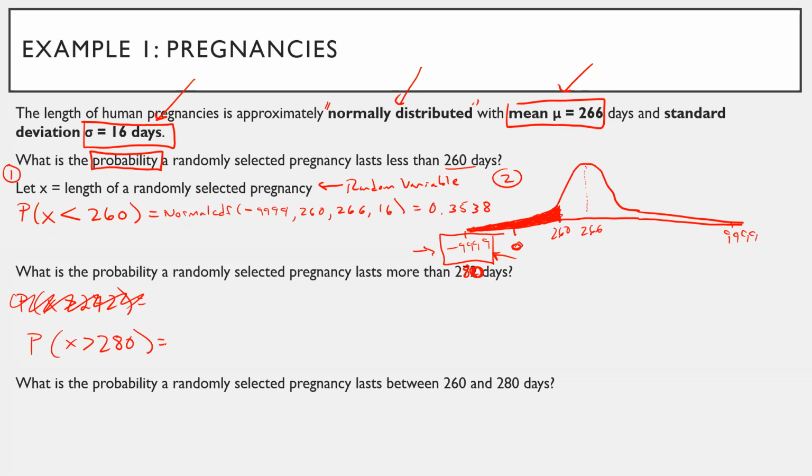So now here's the thing. I wrote the probability statement. What do I say always helps me solve this? All right, let's do the sketch. So it's centered at 266, and I want to be greater than 280 now. So I'm going to shade to the right.